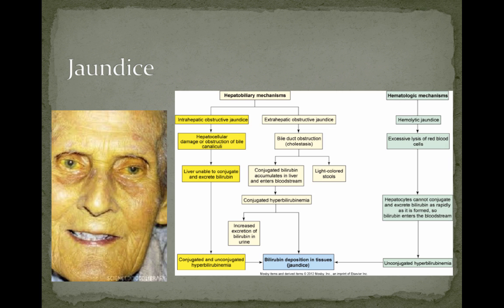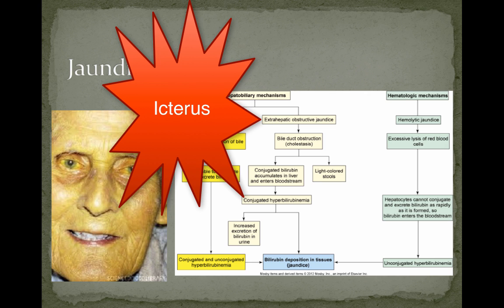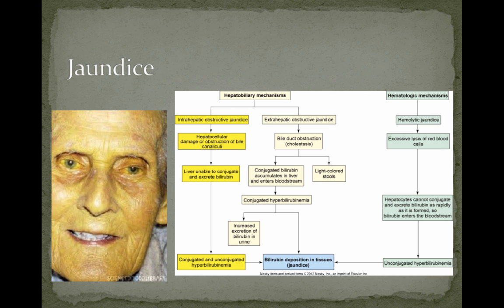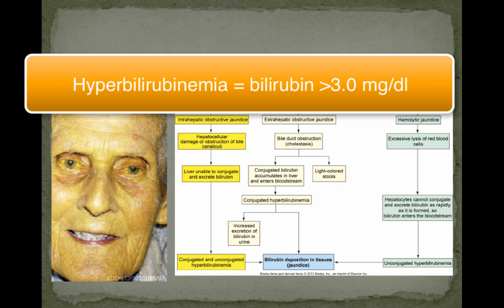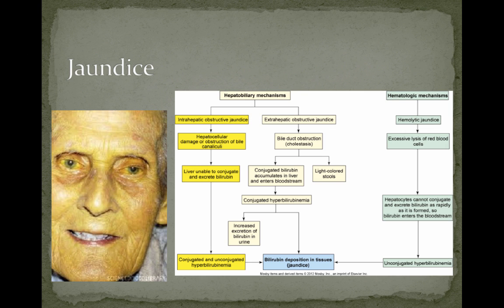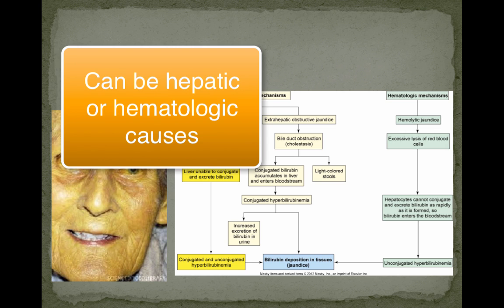Jaundice itself is also called icterus, and it's when you see a yellowish, almost greenish hue to the skin, and it's really caused by hyperbilirubinemia. So you're looking at plasma bilirubin levels greater than 3 milligrams per deciliter, okay? And it can result from problems with the hepatic system, or it can also result from hematologic problems as well.